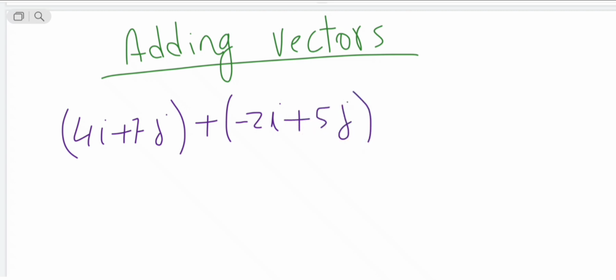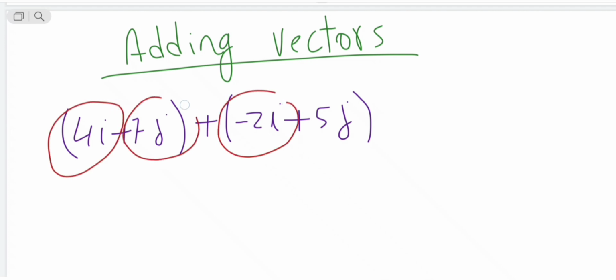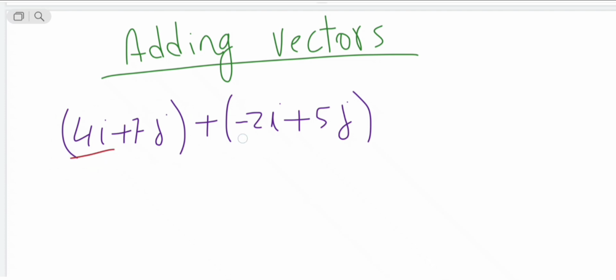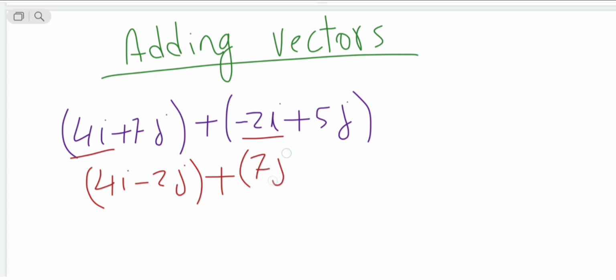So to add i, you will add in i, j you will add or subtract in j, whatever is given. For example, the first one, 4i plus minus 2i. So that is equal to 4i minus 2i, then plus 7j plus 5j. So after adding, 4 minus 2 is 2i plus 7 plus 5 is 12j.